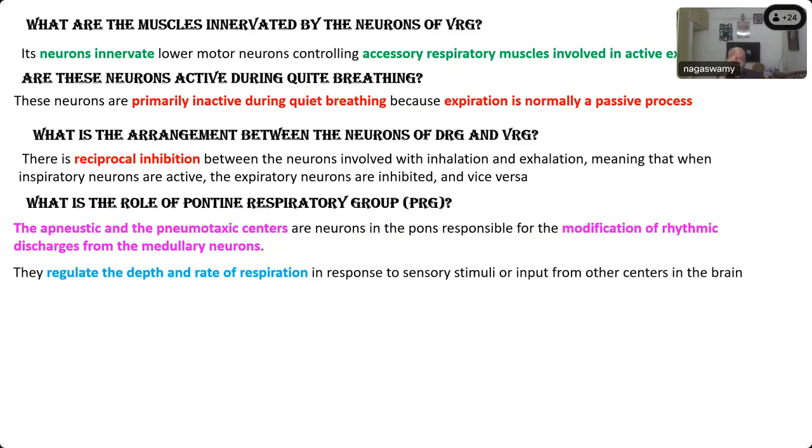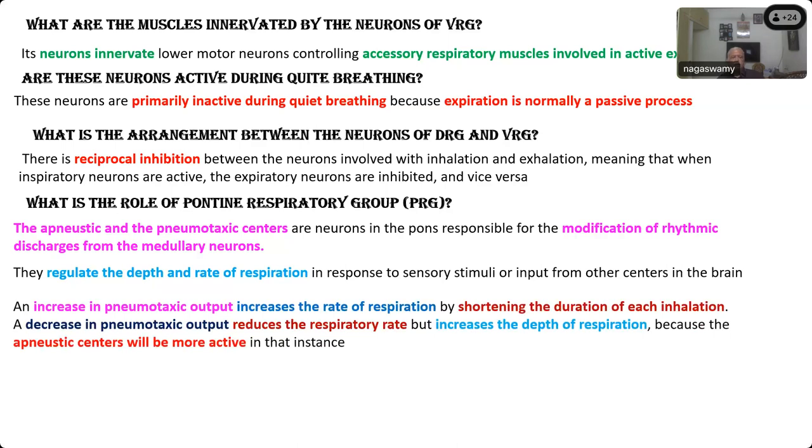In normal quiet breathing, only the inspiratory center, the DRG, and the expiratory center, the VRG, are active. But when you are exercising or frightened, when you want to take a deep inspiration and increase the respiratory rate, all that regulation is done by sensory stimuli or input from other centers of the brain. An increase in pneumotaxic output increases the rate of respiration by shortening the duration of each respiration. Whereas a decrease in pneumotaxic center output reduces the respiratory rate but increases the depth of respiration, because the apneustic center will be more active in that instance. So there is some intercommunication between these two groups. Pneumotaxic mainly controls the rate, whereas the apneustic center helps in increasing the depth of respiration.